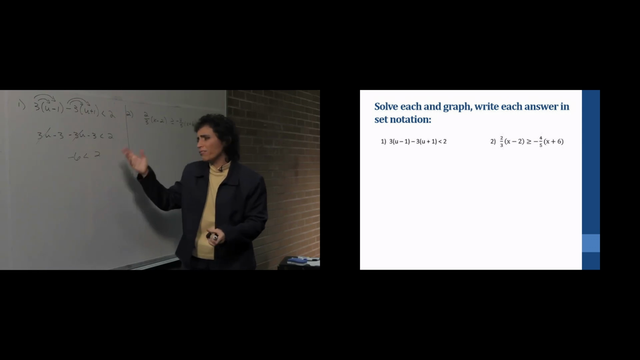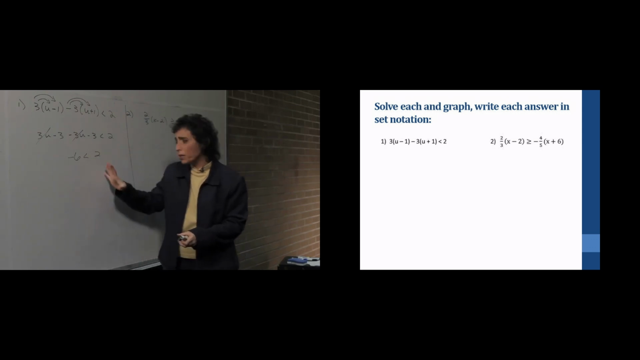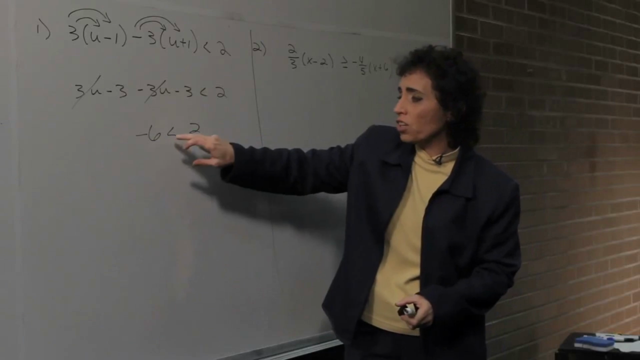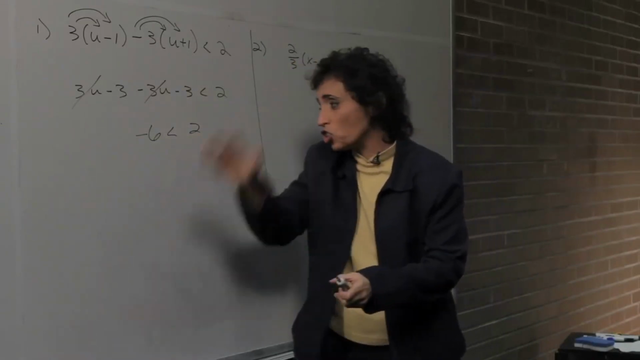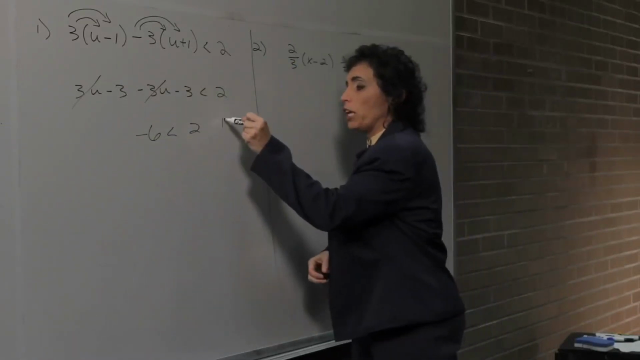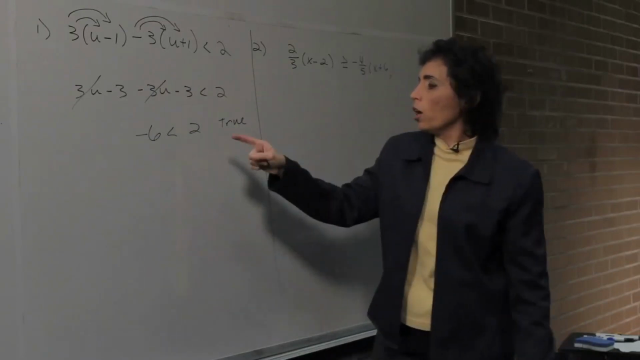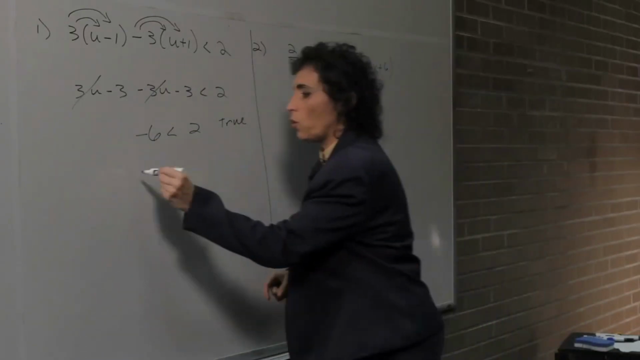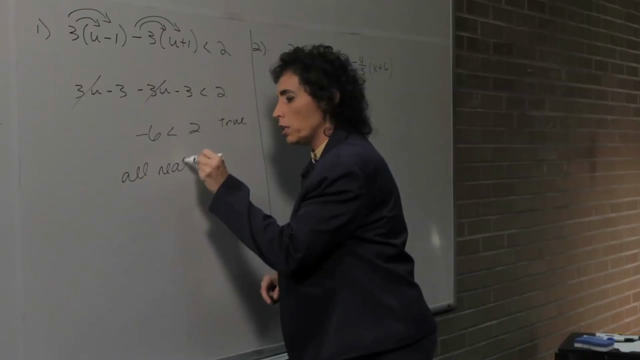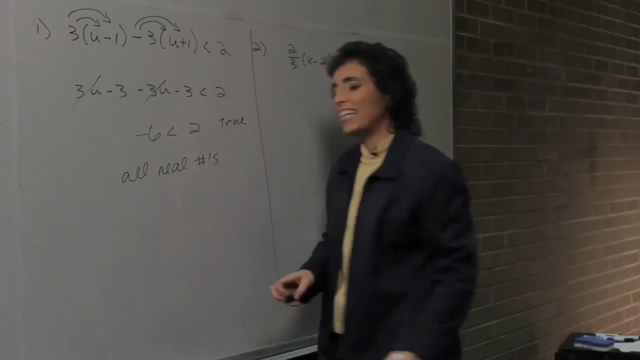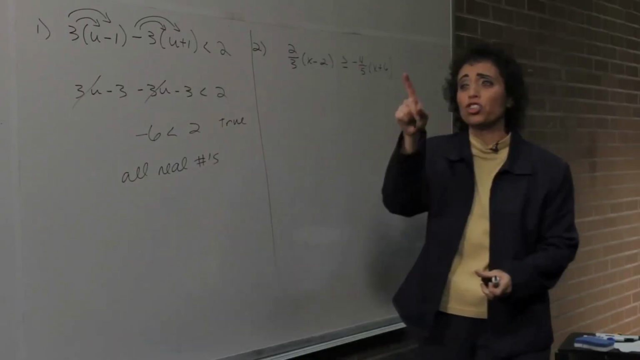Remember this? This was from mod 4 or 3, can't remember, but it's been in the homework. Okay, negative 6 is less than 2. Our variable drops out. This is a true statement. So that tells me what solves this is all real numbers. It's called an identity. They didn't ask me what it's called. They asked me to solve it.